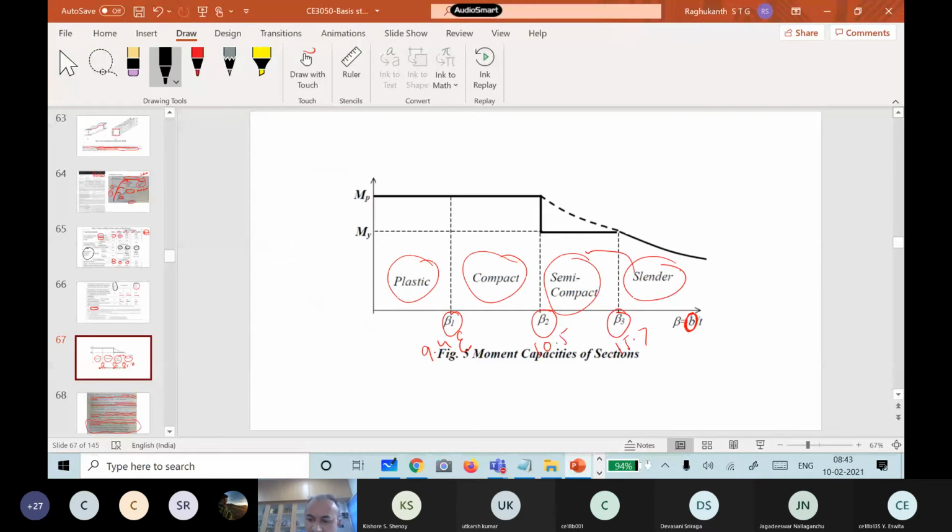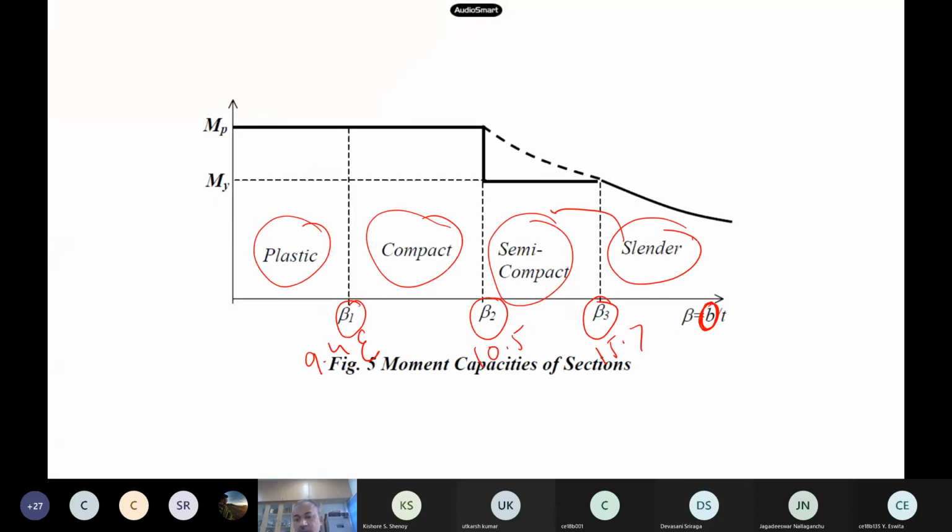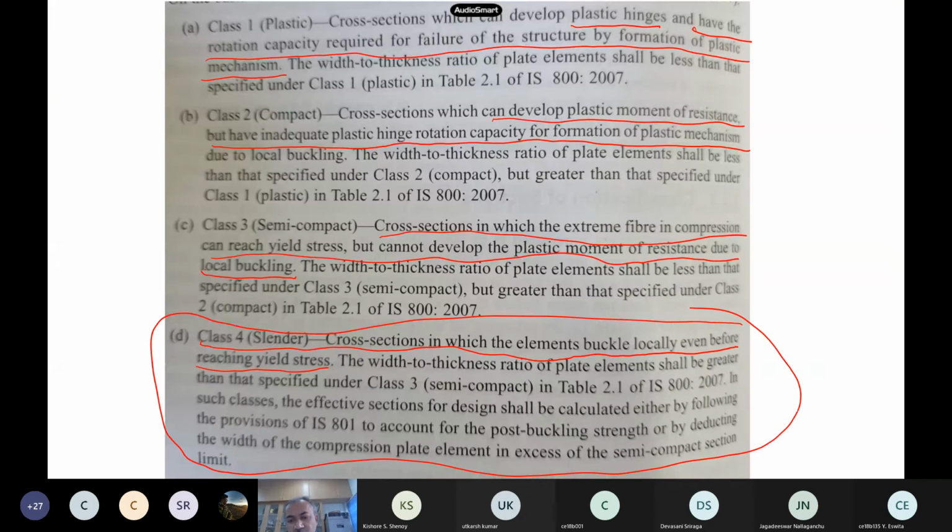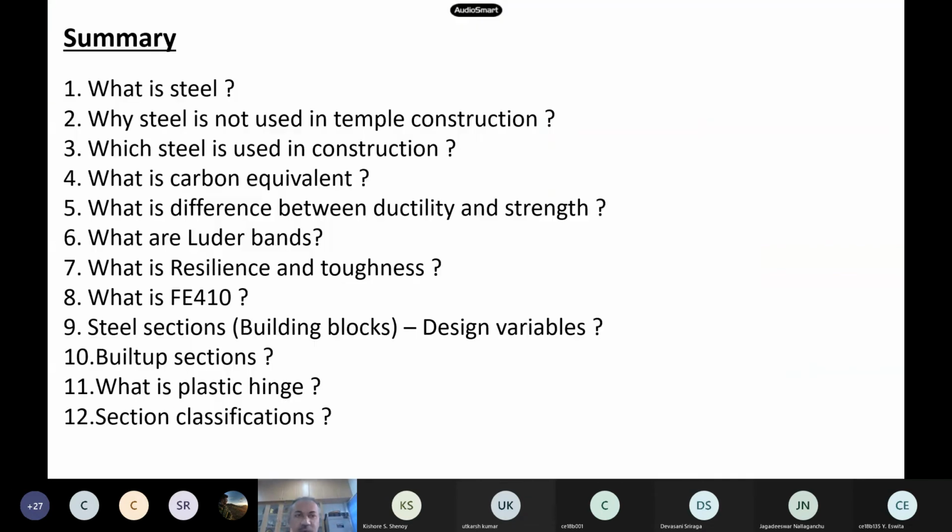So now let us go back to our PPT. With this, we have completed one section. So I will just summarize. I will just ask you a few questions so that I will also be fine that you have understood.